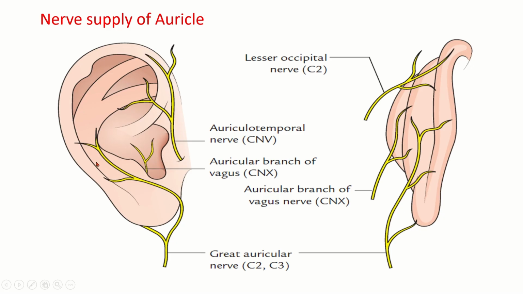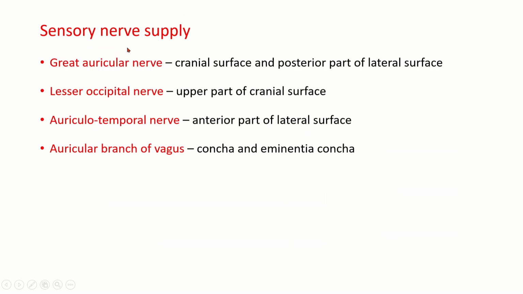The posterior inferior part of the lateral surface and majority of the cranial surface is supplied by the great auricular nerve. And the anterior superior part of the lateral surface, you can see the auriculotemporal nerve. In the depth of the concha, you can see the auricular branch of the vagus, and here in the upper part of the cranial surface, you can see the lesser occipital nerve. So great auricular nerve: cranial surface and posterior part of the lateral surface; lesser occipital nerve: upper part of the cranial surface; auriculotemporal nerve: anterior part of the lateral surface; auricular branch of the vagus: concha and eminentia concha.